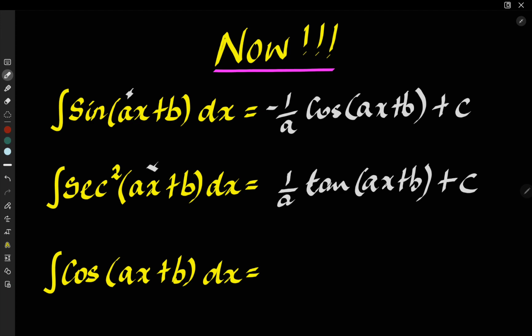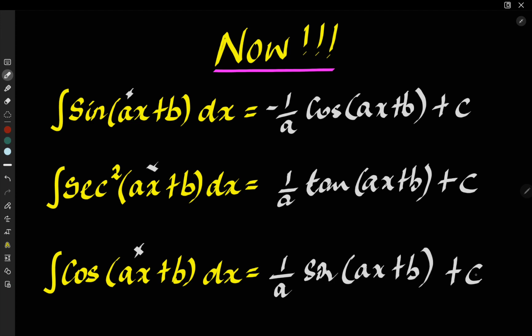And also now the integral of cos. Remember, the derivative of cos was negative. But in this case, for the integrals, the integral of cos is now a positive sine. And also we divide by the coefficient of x. So in this case, the integral of cos will be 1 over a sin(ax + b). Remember, also plus a constant c.